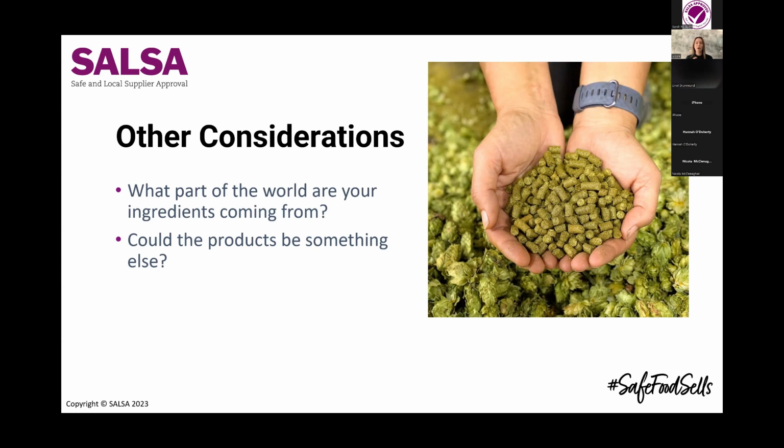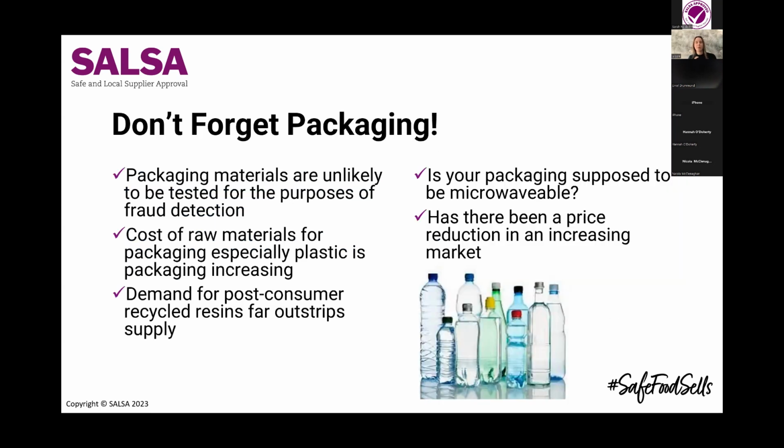However, what happens if you're actually buying minced lamb? This could look very similar to other red meats. So just think about these raw materials and understand which ones could be your higher risk raw materials. But don't forget about the packaging.